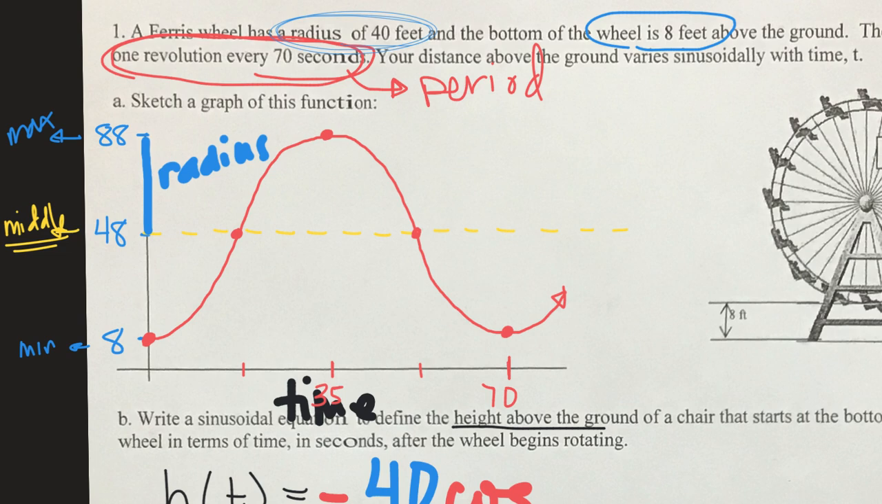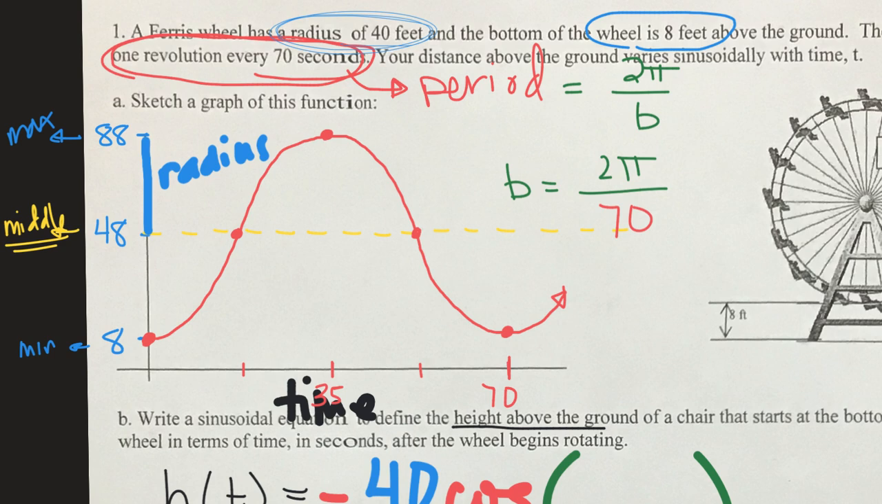And now we turn our attention to the period, or in other words, finding the b value. Remember, period equals 2 pi over b. We need our b value for our equation. So b equals 2 pi over period, and this period is 70 seconds. So the b value for your equation is 2 pi divided by your one revolution time, your period. So 2 pi over 70 reduces to pi over 35.